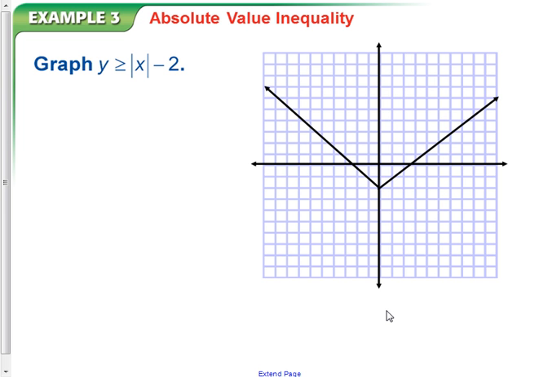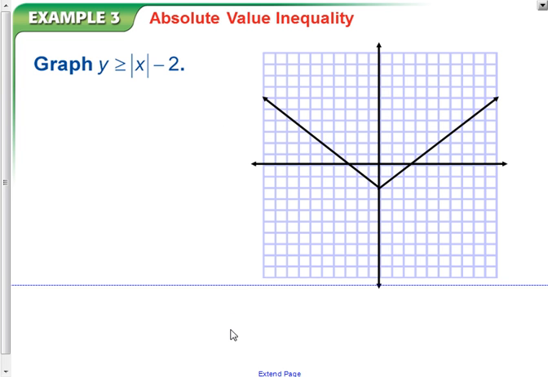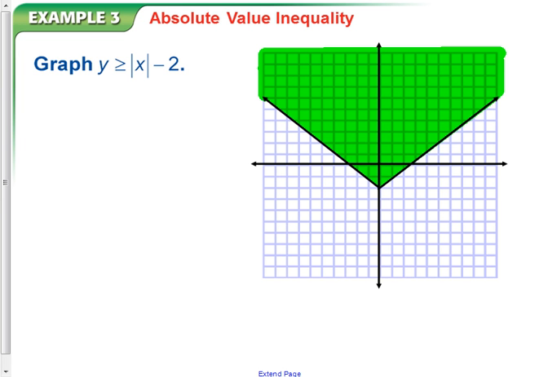So we look at this, and it's a greater than symbol. Greater than shades above the line. So we're going to take this whole section up here and shade it. Oh, I realized when I made that bigger, I actually changed the slope of it. That's what it's supposed to look like. Okay, so I need to go ahead and shade in this whole top area. Okay, and there is our final graph for it.